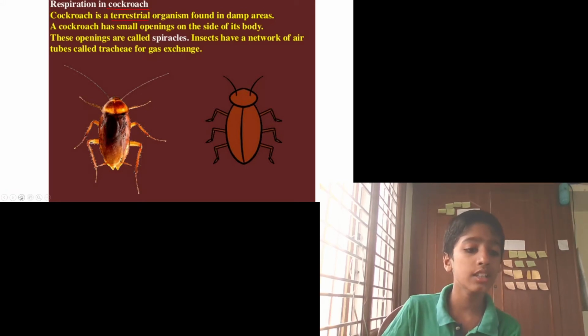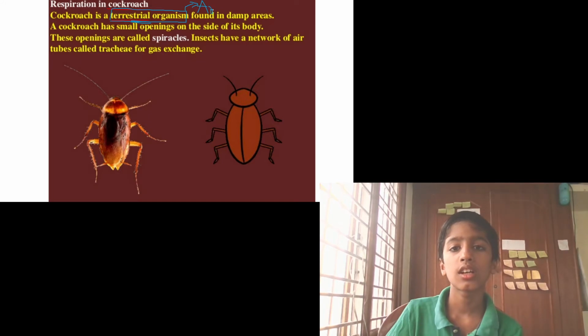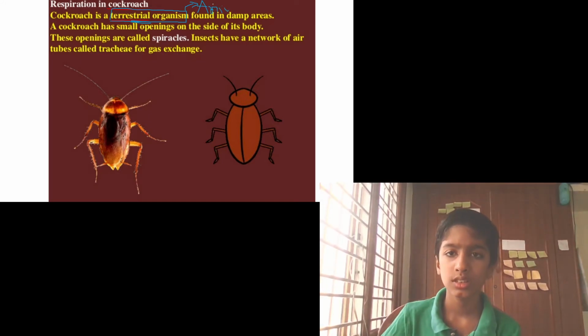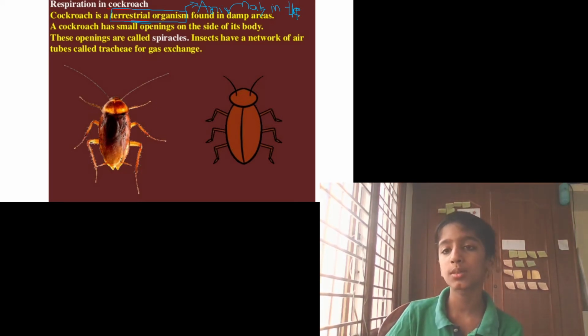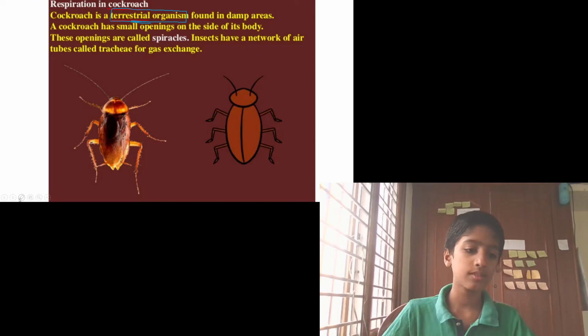So cockroach is a terrestrial organism. You know the meaning of terrestrial, right? Terrestrial means the land. Terrestrial organism means animals in the land. I can't write with this, my handwriting is not that good, so I am writing with the mouse. Animal in the land is known as terrestrial animal. Let me erase it because it's not very good. So the terrestrial organism means animals in the land.